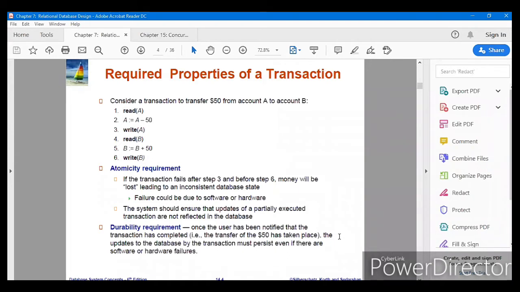The second property is durability. Once the user has been notified that the transaction has completed, the updates of the database by the transaction must persist. So we are using commit operations. That means we are taking care of the hardware aspect: the volatile aspect of the primary memory, and the non-volatile aspect of the hard disk.